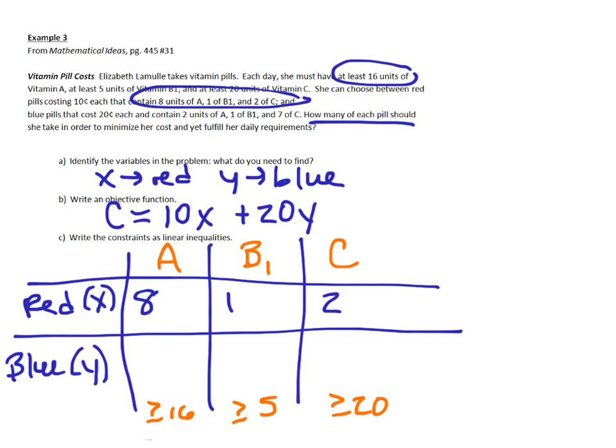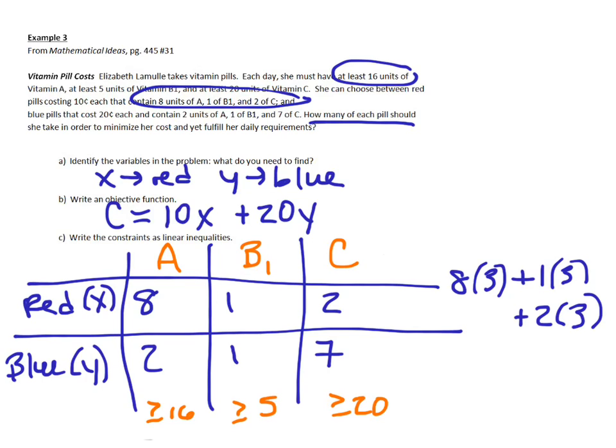And then blue pills have 2 units of A, 1 of B1, and 7 of C. Right now I've just recorded the amount of units in one red pill or one blue pill, but I also need to take into account that she could be taking multiple pills. So if she was, for example, to take 3 red pills, then the amount of vitamins she'd actually be getting would be 8 times 3, 8 units for each of the 3 red pills, 3 times the 1 unit of B1, and 3 times the 2 units of C.